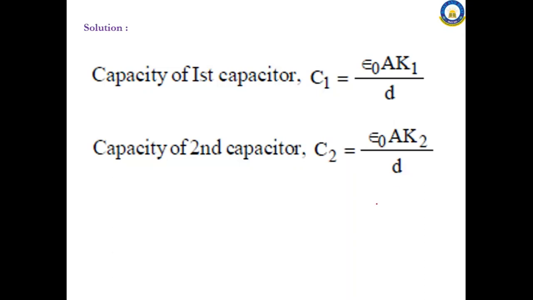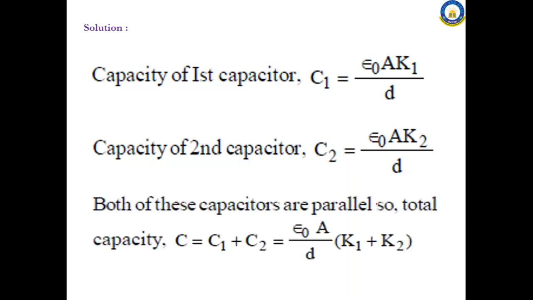Now, how are these two capacitors connected? These capacitors are in parallel. The way the dielectric medium is filled between the plates of the capacitor makes it a parallel combination. Therefore, the equivalent capacitance C is equal to C1 plus C2, so epsilon naught A by D times K1 plus K2. So in the given options, the correct option was D.